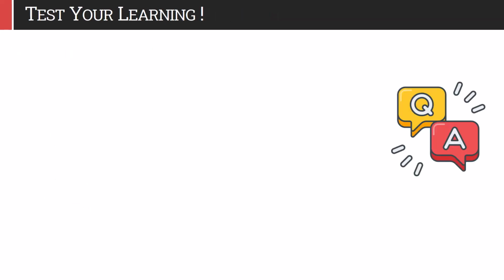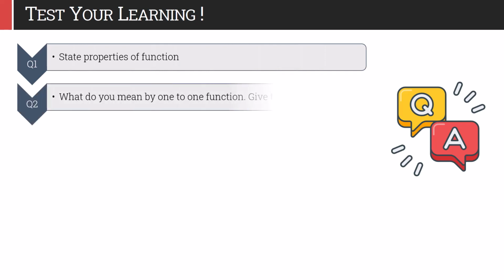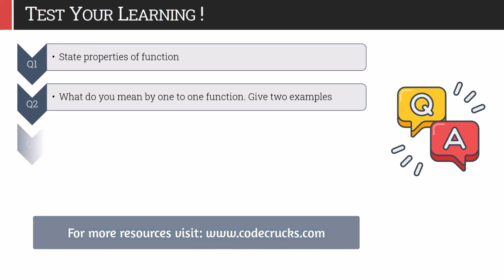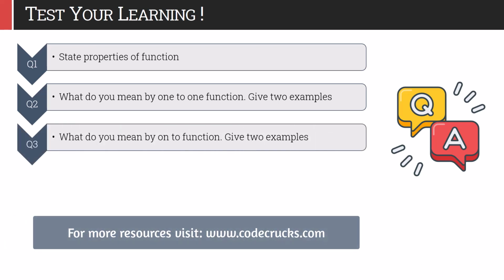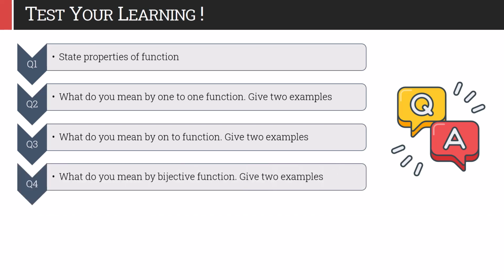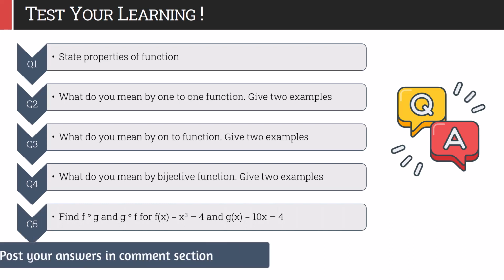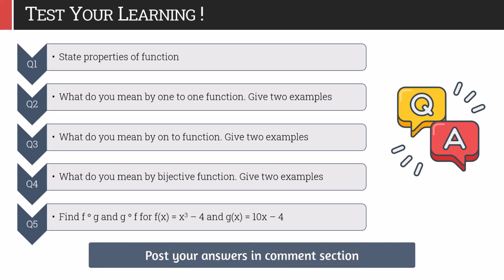Let us test your learning. State properties of functions. What do you mean by a one-to-one function? And give 2 examples of such functions. What do you mean by an onto function? Give 2 examples of such functions. And what do you mean by a bijective function? Give 2 examples of such functions. And find f composition g and g composition f for the functions f of x is equal to x cube minus 4 and g of x is equal to 10x minus 4.